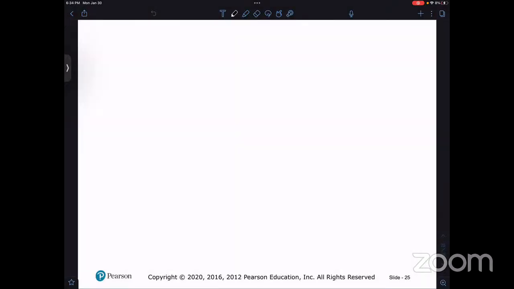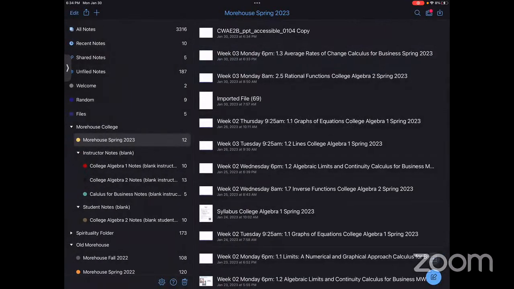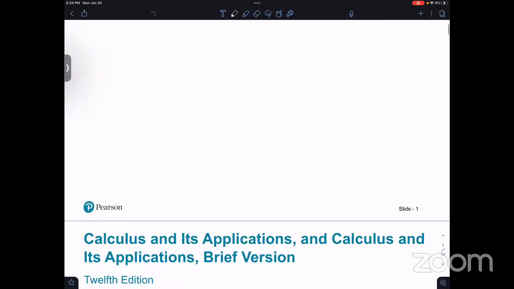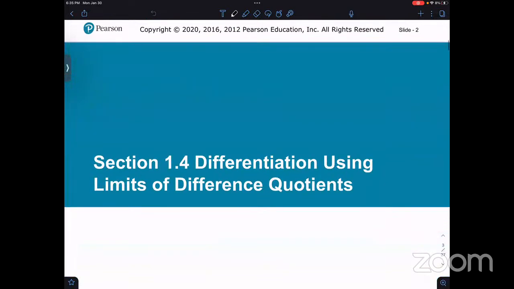Right here. This section is differentiation using limits of difference quotients. Okay, so this is that part that I was talking about where we take the limit as h tends to 0. That's what this is talking about.